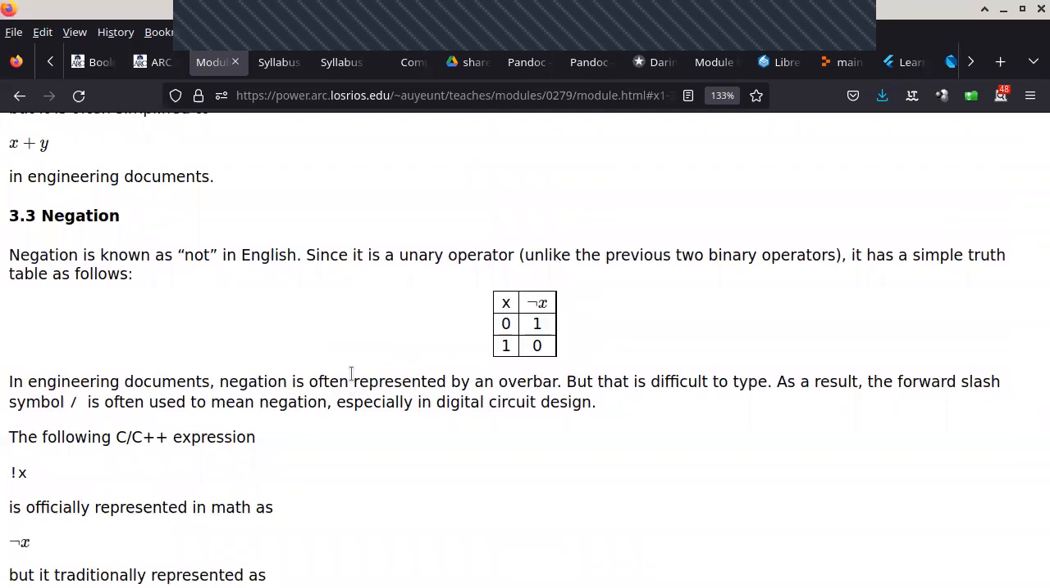All right, the next one is not. It's also called negation. So negation is known as "not" in English, and it is a unary operator instead of a binary operator, because you only have one single independent variable here, which is x. So not false is true, not true is false. So let me just reconfirm that we are now okay with how to read a truth table. Any questions about how to read a truth table?